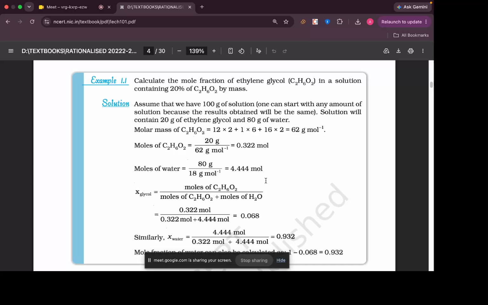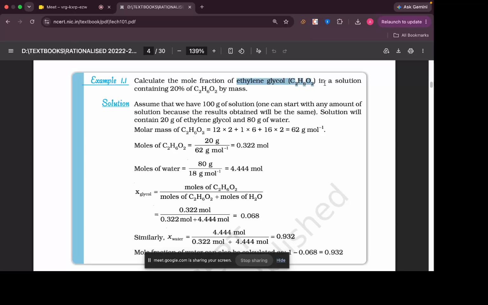Then you got this question. Whenever you read this question, you will understand everything. Calculate the mole fraction. When I am reading the question, how am I reading it? Calculate the mole fraction. I leave out the multiplication by 100. They are not talking about percentage, they are talking about mole fraction. So I just need moles divided by total moles. That's it.